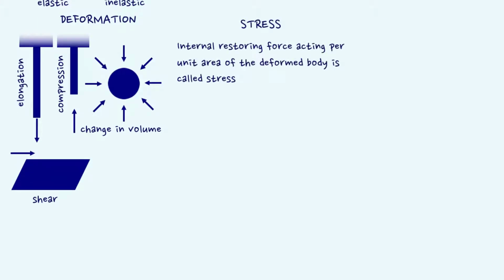When an external force is applied to a body, it changes the size or shape of the body. An internal restoring force is developed in this process. The internal restoring force acting per unit area of the deformed body is called stress. Since in equilibrium, the restoring force is equal in magnitude to the external force, the stress is measured as the external force acting on unit area of the body, that is, stress equals force per unit area.